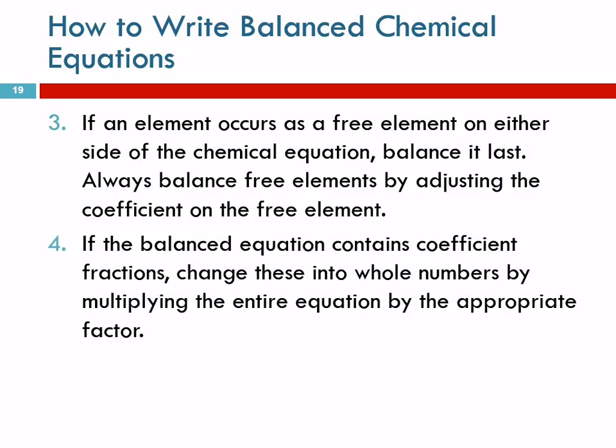And then you balance those by adjusting the coefficient. You don't mess around with the subscripts. You might end up with fractions for coefficients. If you do that, then you need to convert those into whole numbers by multiplying the whole equation by the appropriate factor. That use of fractions can be avoided if you don't like fractions.